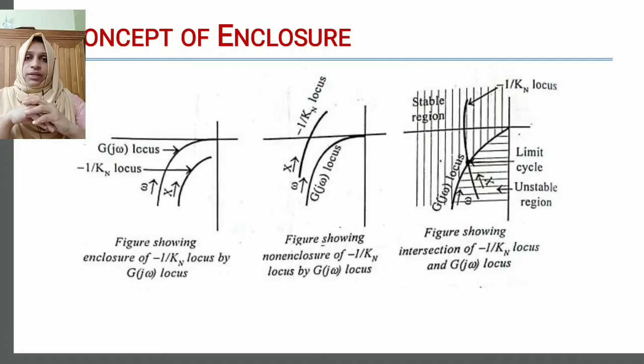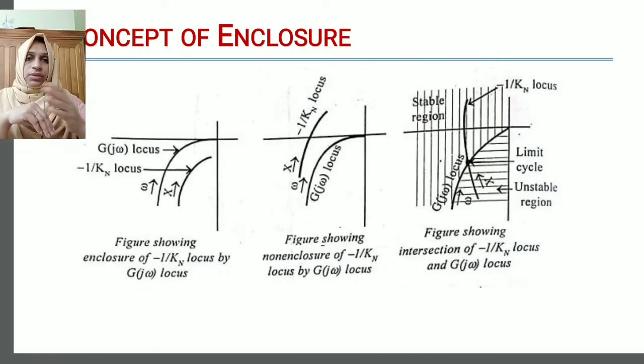In this first figure, the -1/Kn locus is enclosed by this G(jω) locus. That is, the -1/Kn locus is on the right side of this G(jω) locus. That is, the -1/Kn locus is enclosed by this G(jω) locus. That means the system is unstable. If the G(jω) locus encloses -1/Kn locus, the critical locus, then the system is said to be unstable.